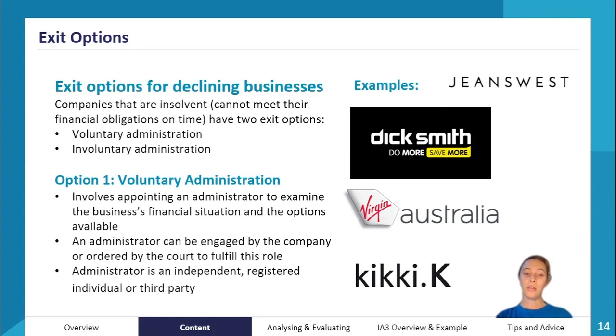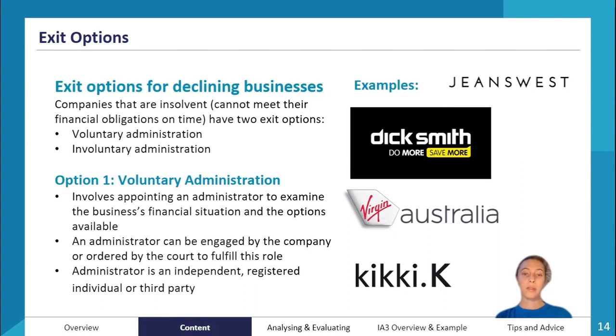An administrator can be engaged by the company or can be ordered by the court to fulfill the role. And an administrator is always someone who's a third party. So they're independent and they're registered. And so you're not going to have any conflict of interest with them being part of the business and having any kind of biases towards the business in favor or against.